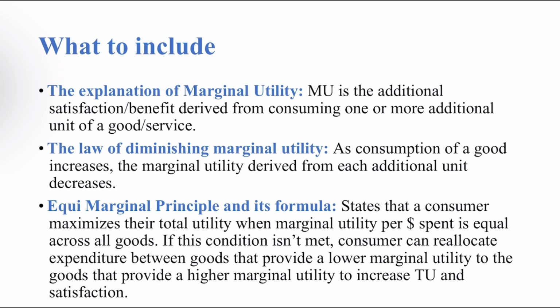the law of diminishing marginal utility, which is as consumption of a good increases, the marginal utility derived from each additional unit decreases, the equi-marginal principle and its formula, which states that a consumer maximizes their total utility when marginal utility per dollar spent is equal across all goods. If this condition isn't met, consumers can reallocate expenditure from goods that provide a lower marginal utility to the goods that provide a higher marginal utility to increase their total utility and satisfaction.